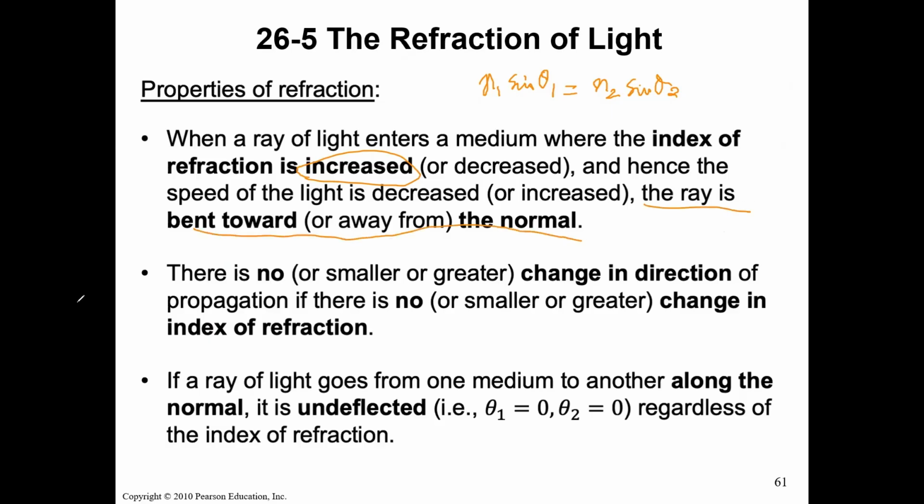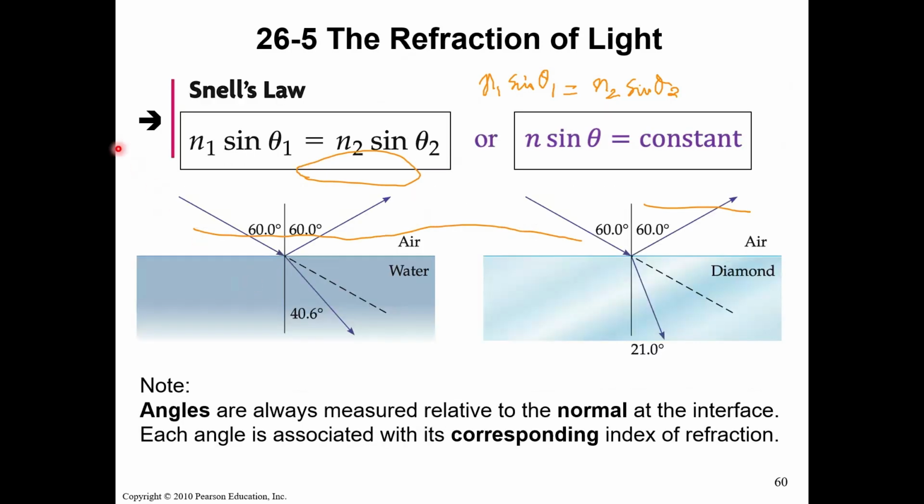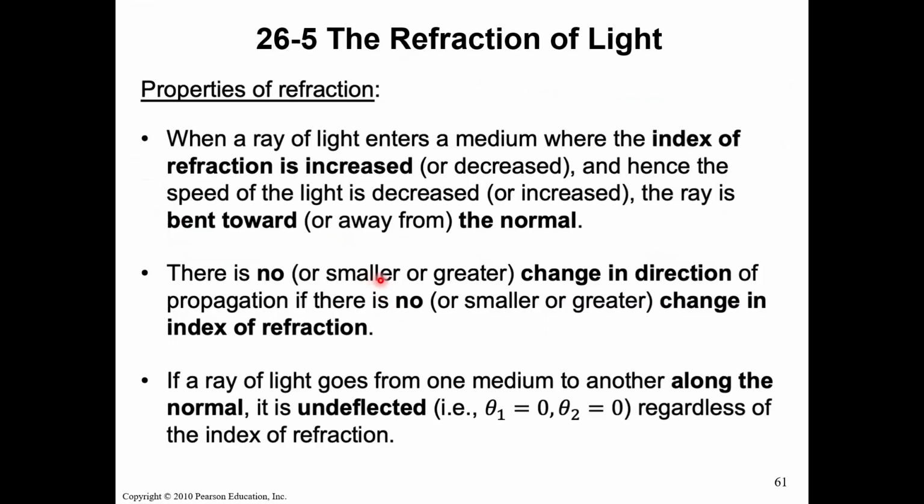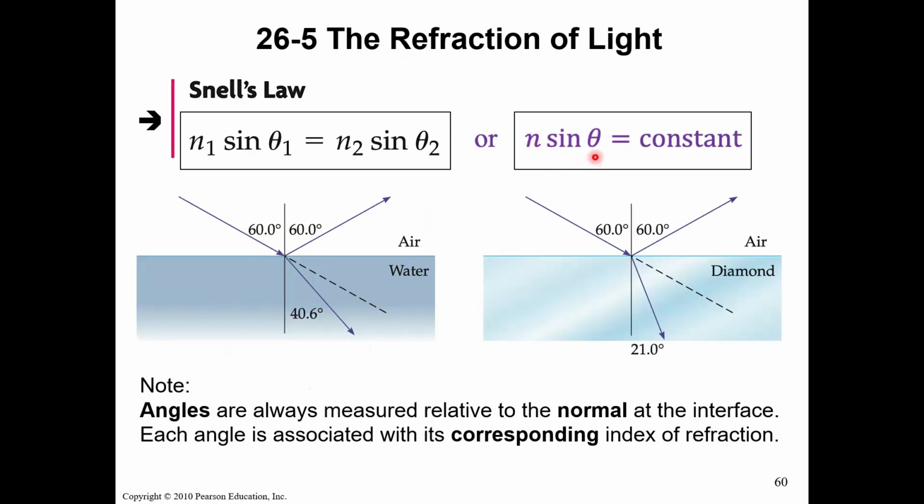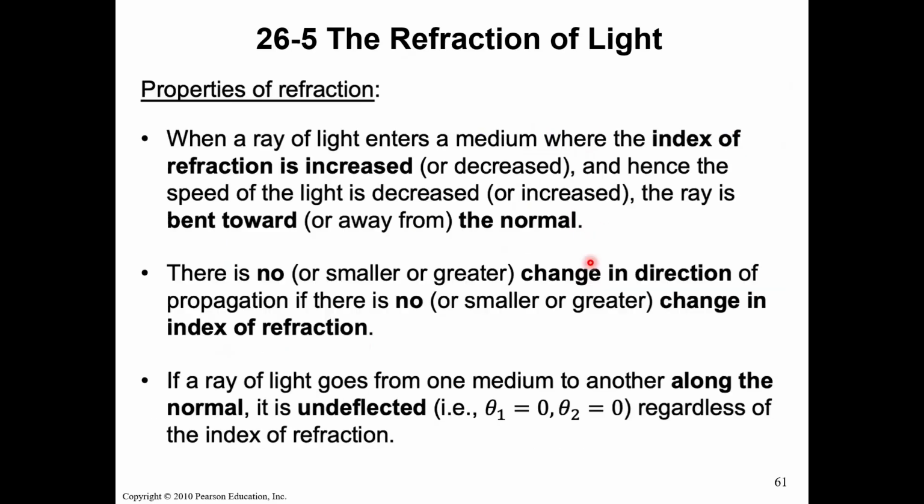So if we go back, we see that the ray, if there's no refraction, will go this way, but then diamond has a larger n, so the ray bends towards the normal. In the medium with a larger n, there will be a smaller angle with respect to the surface normal. There is no change in the direction of propagation if there's no change in the index of refraction. In other words, inside the same medium, n is a constant, so theta is constant. So inside the same medium, the light ray goes through a straight line, right?